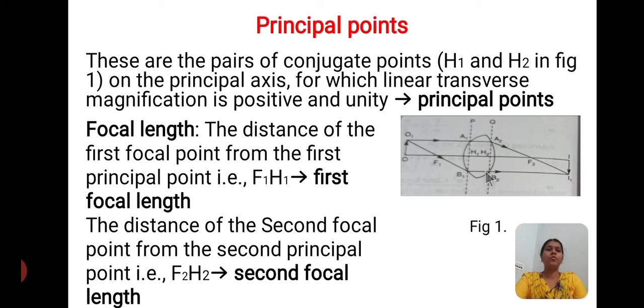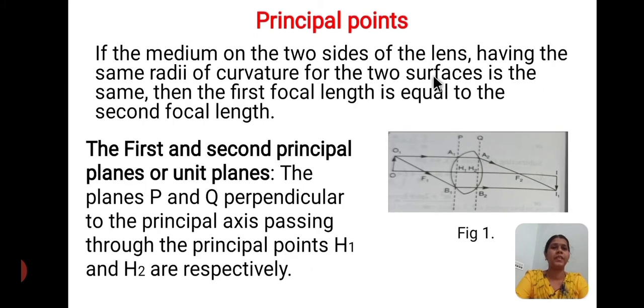Now we will try to know what a plane is here. As I told, cardinal points and cardinal planes. Cardinal points, I have explained in the previous session, cardinal points and cardinal planes. So now in the same way, along with the principal point there will be a principal plane. So now we try to know what is the principal plane here.